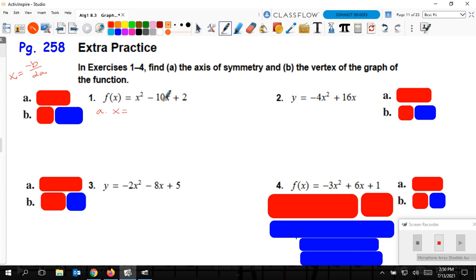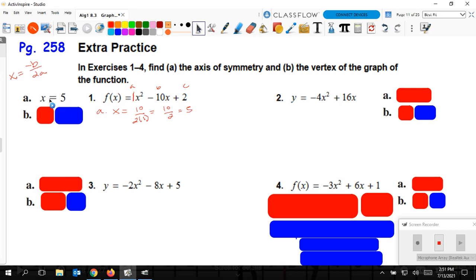So here's our a, our b, and our c. a would be 1, that's our a. b would be negative 10. This is our c; we don't need that right now, we're just looking at a and b. So the opposite of b: the opposite of negative 10 would be a positive 10 over 2 times a, which is 1. That gives me 10 over 2, which is 5. So the axis of symmetry, letter A, is x equals 5.